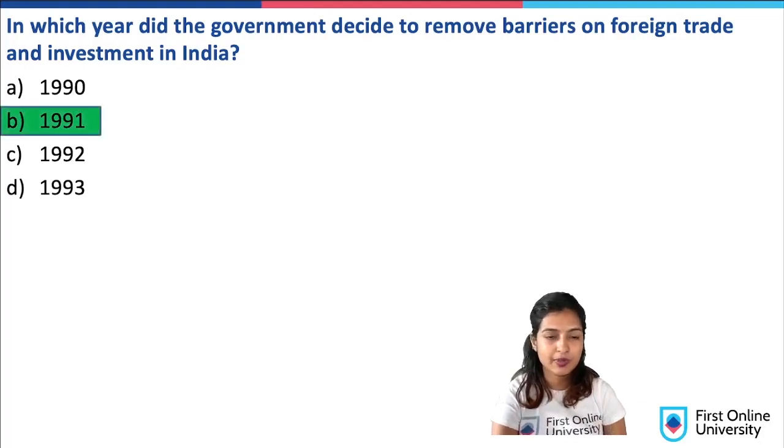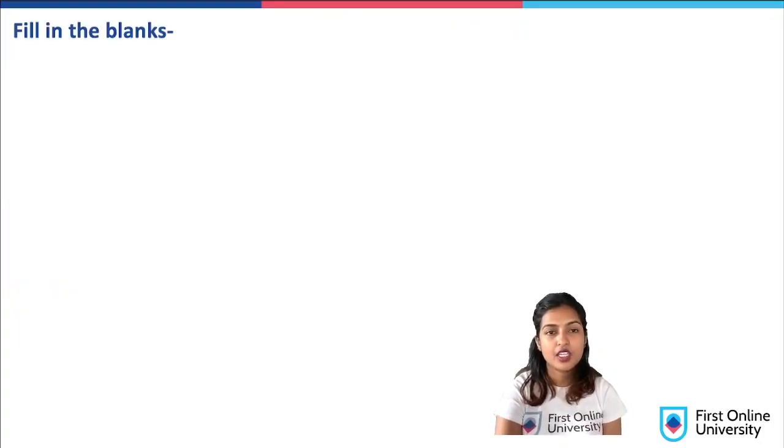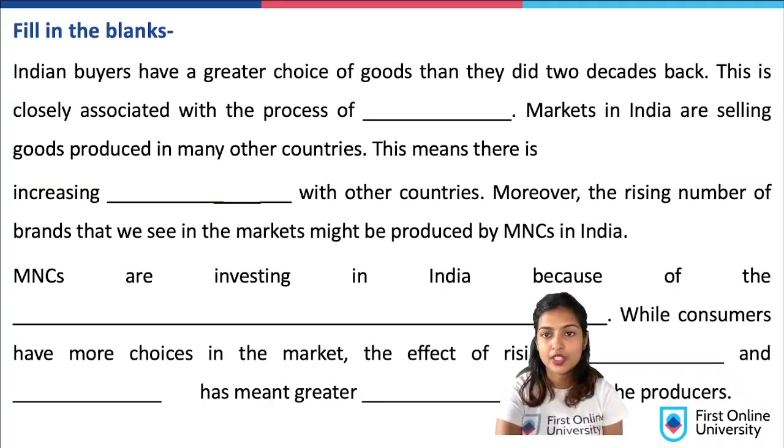The answer has to be B, 1991. Fill in the blanks. You have a passage right in front of you and you need to fill in the blanks. So let us go ahead with this. First, I will be reading out the passage to you and then helping you out to fill the correct option.